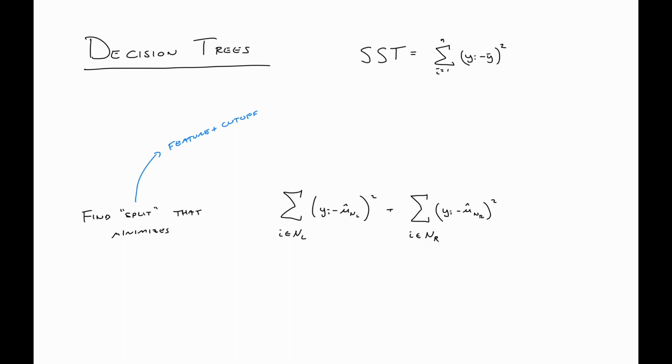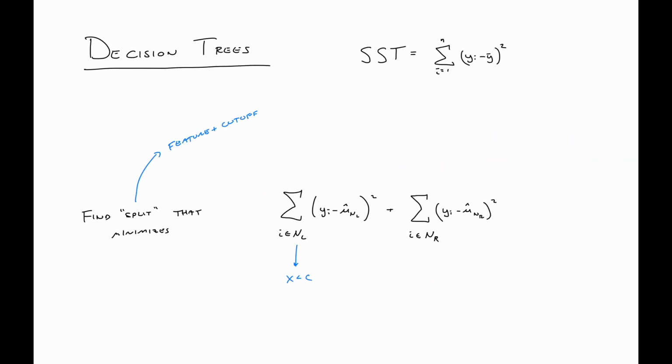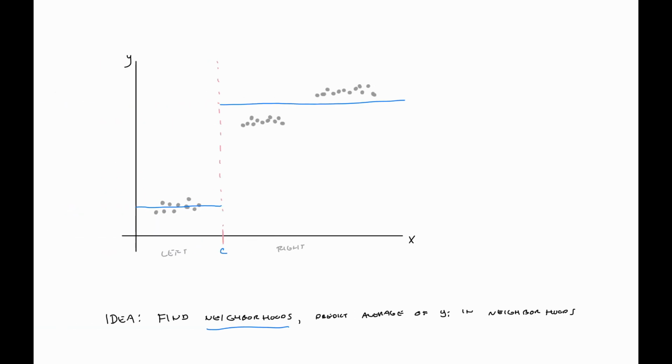So here I have a sum over i in this n sub l, and that's what I'm going to call the left neighborhood, and that is defined by, in our one-dimensional case here, x values less than some c, here being a cutoff. And then this expression here, mu hat sub n sub l, well, that's the average of the yi in that neighborhood. So that's this blue line here.